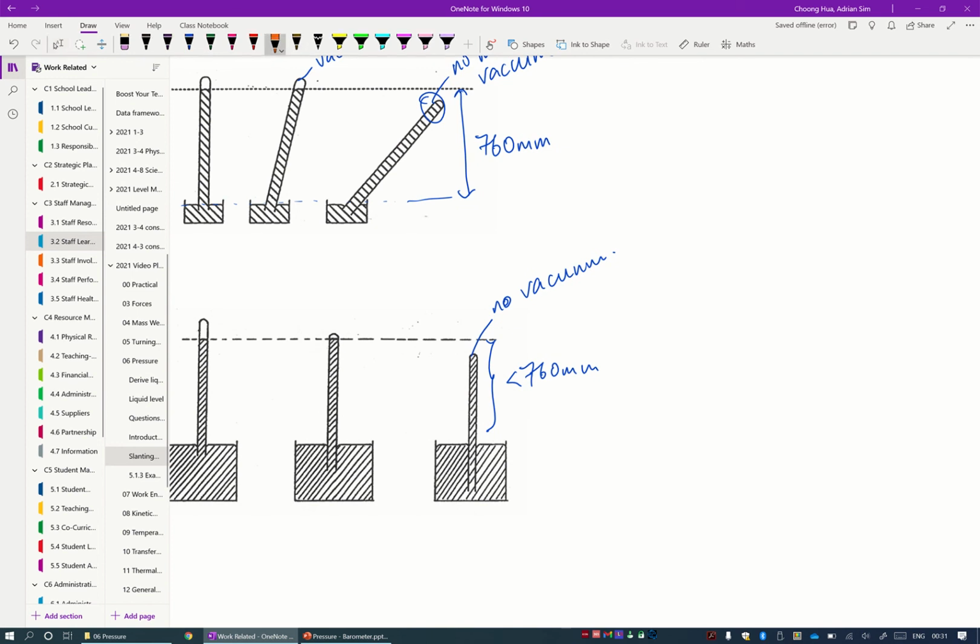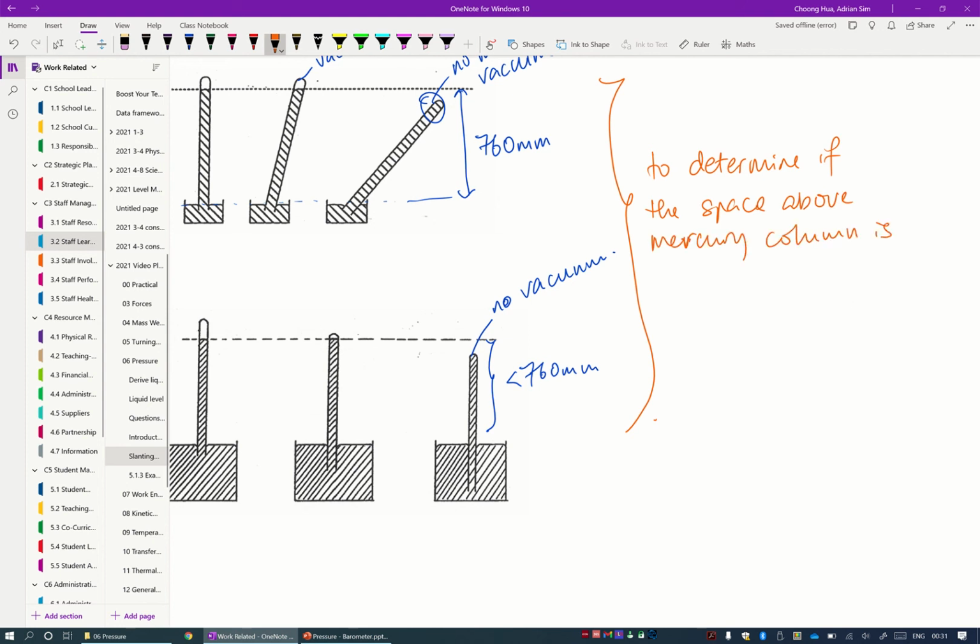Now, the primary purpose of lowering it to that is for you to determine if the space above the mercury column contains air, or contains some form of vapor. Example, mercury vapor.